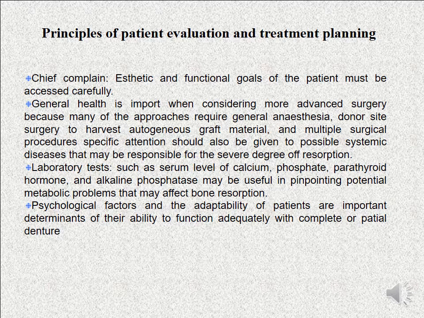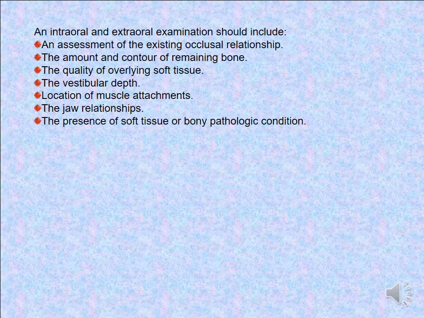The psychological factor and ability of the patient are important determinants of their ability to function adequately with a complete or partial denture. The psychology of the patient is important in old age when doing any denture. We have intraoral and extraoral examination, which should include an assessment of the existing occlusion relationship, the amount and contour of remaining bone, the quality of overlying soft tissue, the vestibular depth, location of muscle attachment, the jaw relationship, and the presence of soft tissue or bony pathological condition.